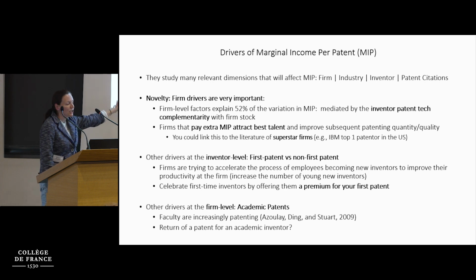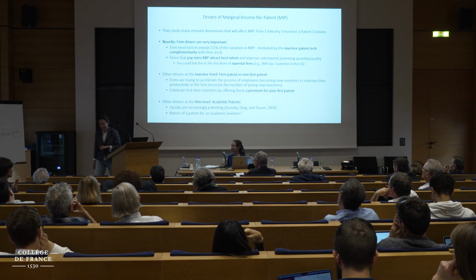And the second dimension is that in academia, more and more faculty are patenting. There are papers, for example by Pierre Azoulay and others, on how there is an increasing incentive for faculty to patent in order to get promotions. And I wonder whether you can also estimate the return of a patent for an academic inventor. And with that, I will just emphasize this was a fantastic paper to read, so thank you for the opportunity to do that.